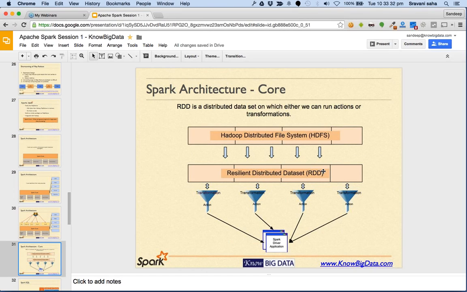First is resilient distributed dataset. It's like a big array. The way you define an array in your normal programming language, in a similar way, Spark gives you a concept of resilient distributed dataset, which is equivalent to a huge array. It's a huge array in which a few elements are on one node, a few elements are on another node, the next set of elements are on another node. Okay, so this resilient distributed dataset gives us this huge array which we can use for various kinds of computation.